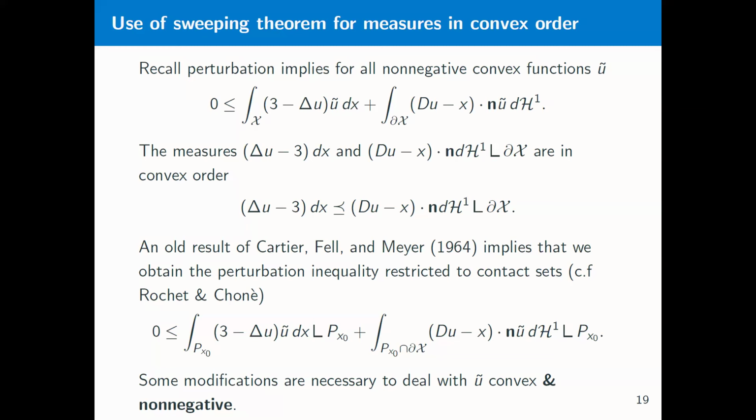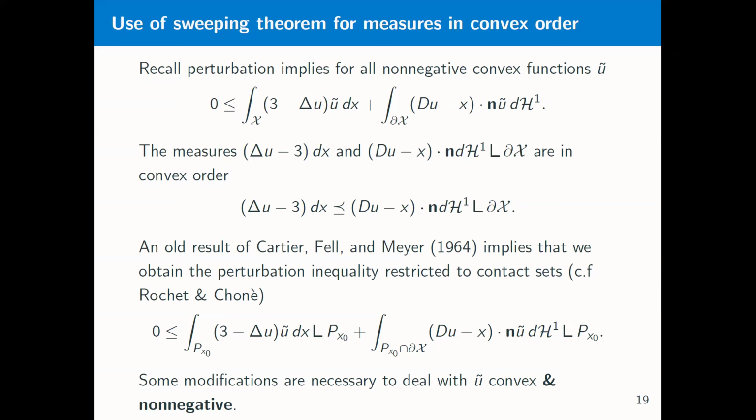Some minor modifications are necessary to deal with the fact that the theorem holds when your functions are in convex order, whereas we've only got it for convex order with non-negativity. But you still get this result. You just get it for, as opposed to all convex functions, ones whose positivity set is a subset of the set where your U is positive.